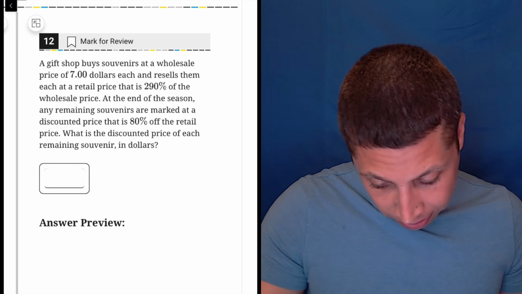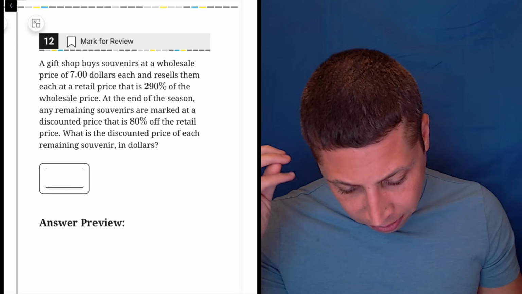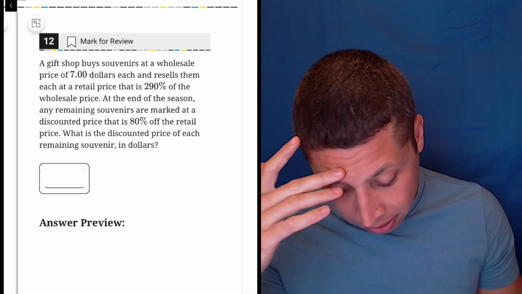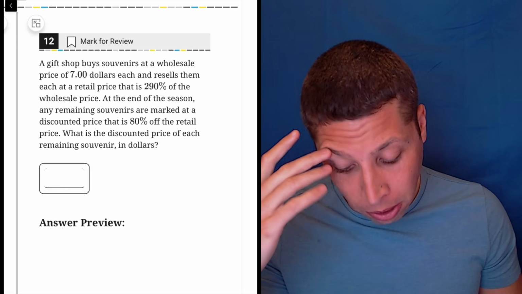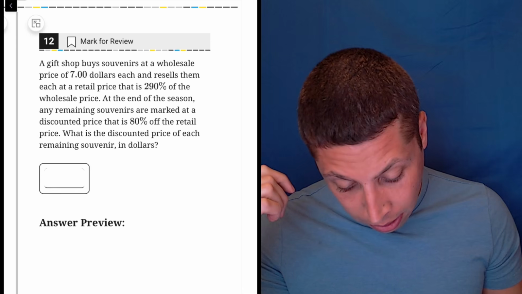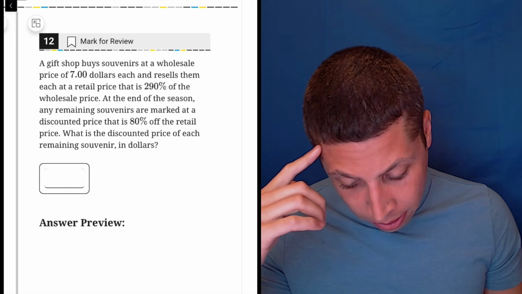20 minutes left. Okay. A gift shop buys souvenirs at a wholesale price of $7 each and resells them at a retail price that is 290% of the wholesale price. At the end of the season, any remaining souvenirs are marked at a discounted price that is 80% off the retail price. What is the discounted price of each remaining souvenir in dollars?